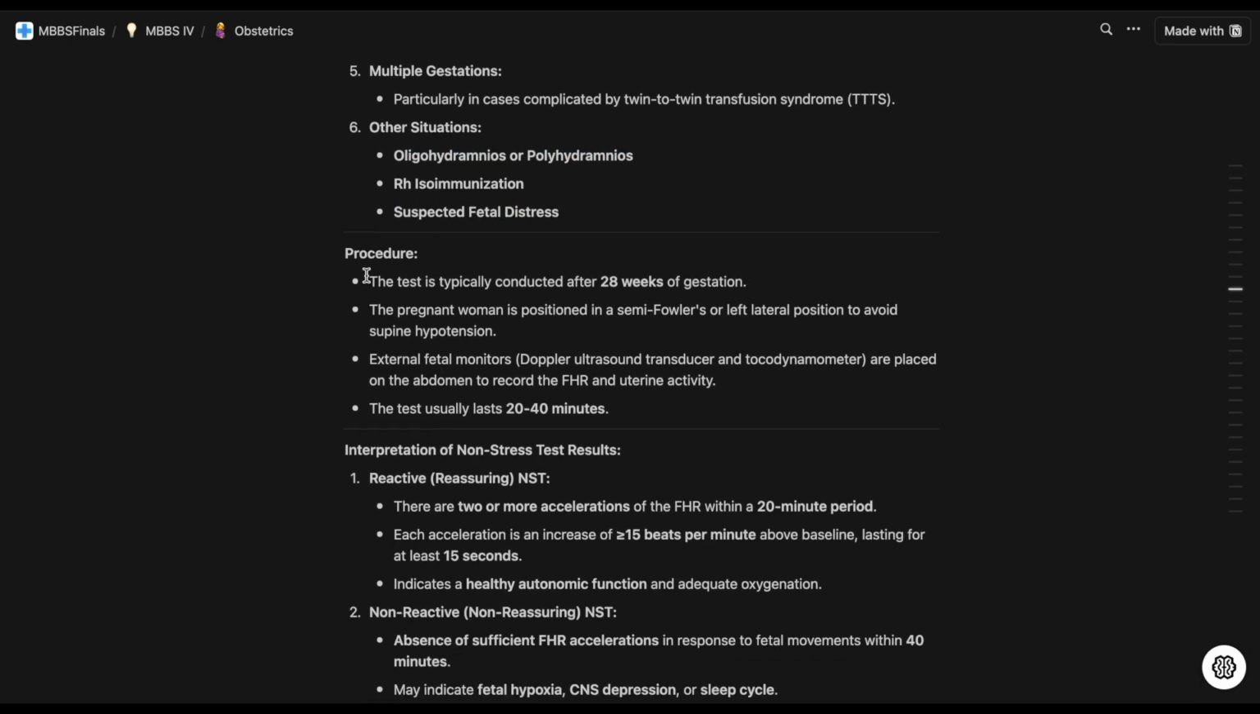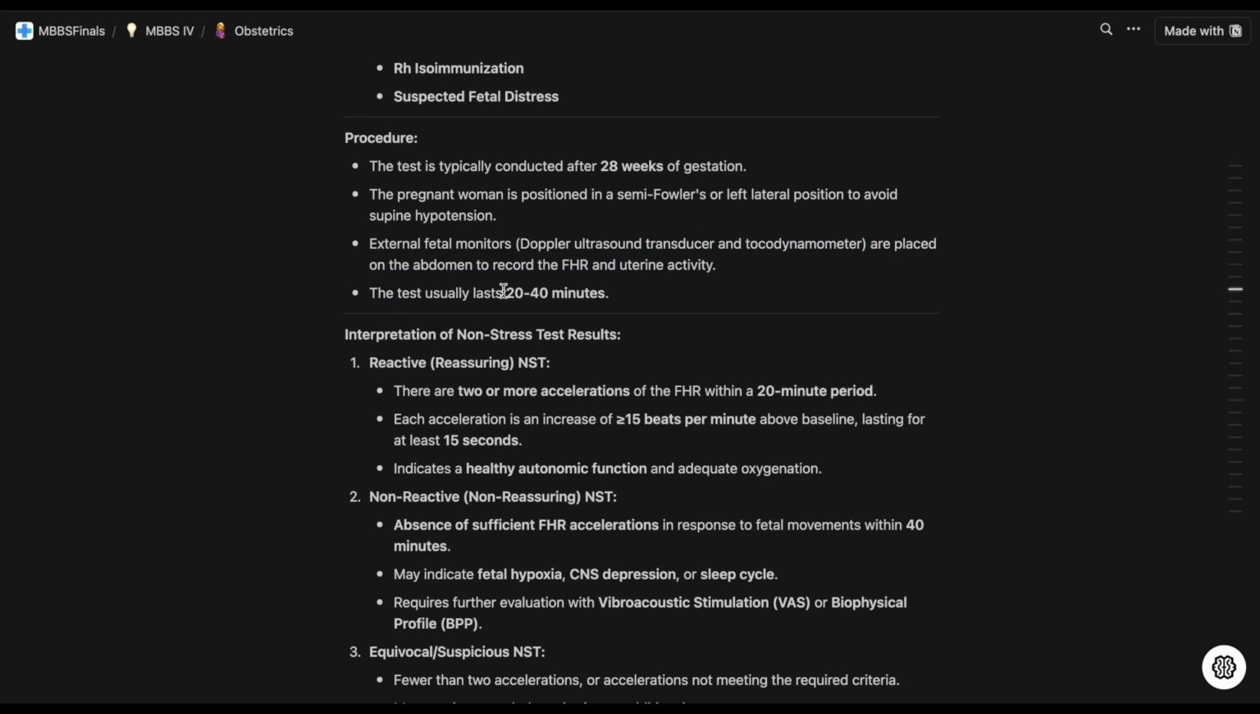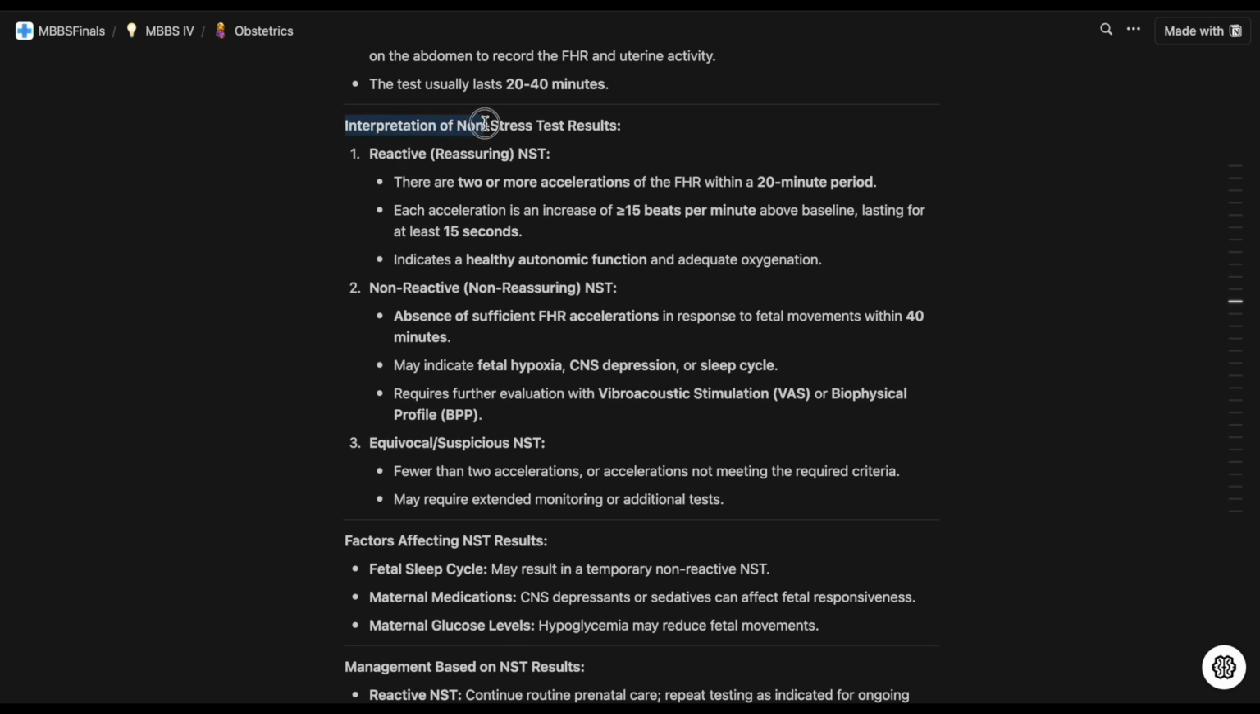How is the NST performed? The test is usually done after 28 weeks of pregnancy because that's when the fetal heart rate pattern starts to mature. Here's how it works. The mother lies in a semi-Fowler's or left lateral position to prevent supine hypotension. We attach two external monitors to her abdomen, one to track the baby's heart rate and the other to detect uterine contractions. Then, we just wait and observe for 20 to 40 minutes to see how the baby's heart responds to movements.